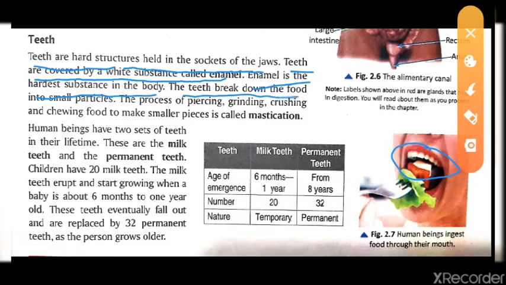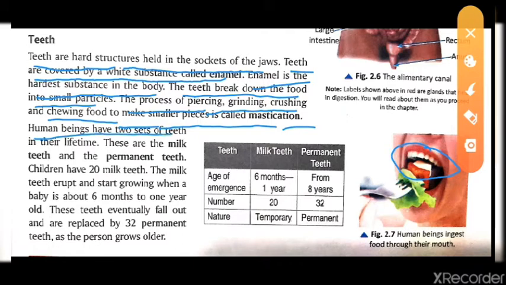The teeth break down the food into small particles. The process of piercing, grinding, crushing, and chewing of food into smaller pieces is called mastication. So mastication means chewing, grinding, crushing, whatever we do with the teeth, that is called mastication.